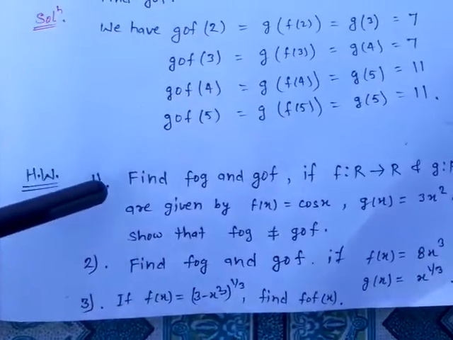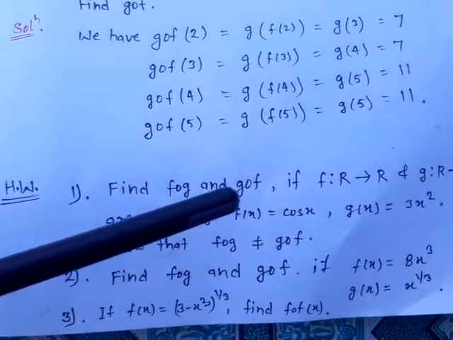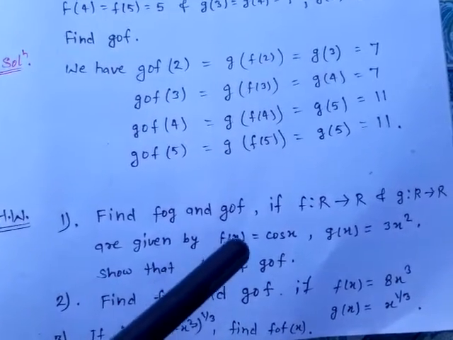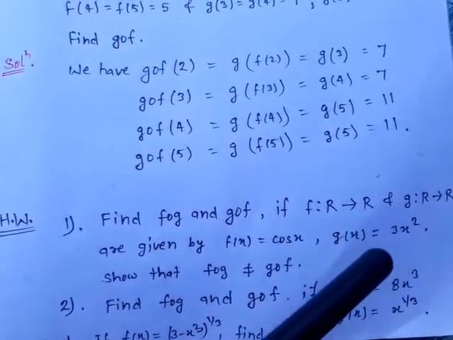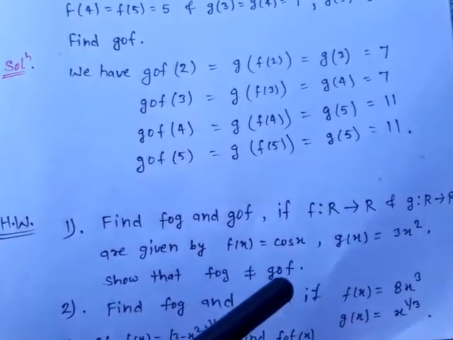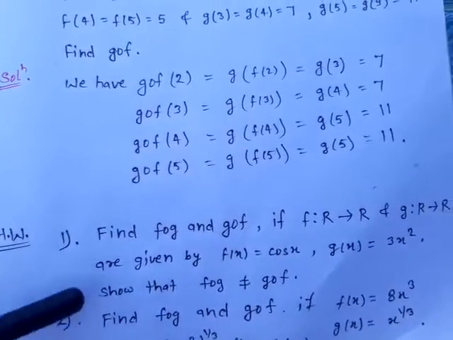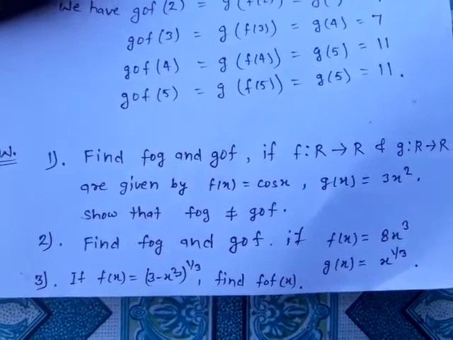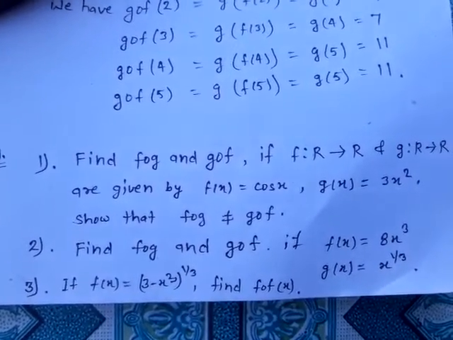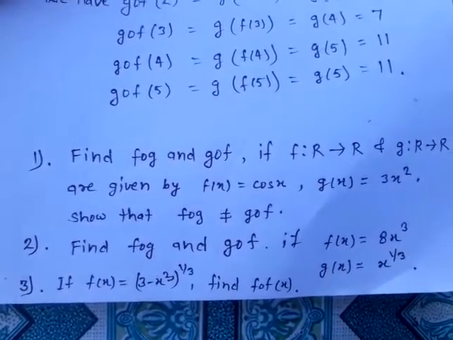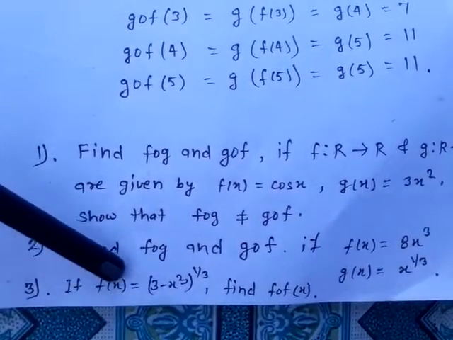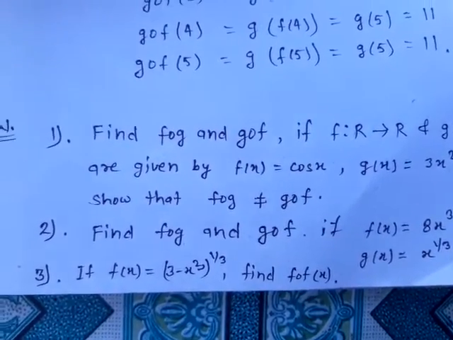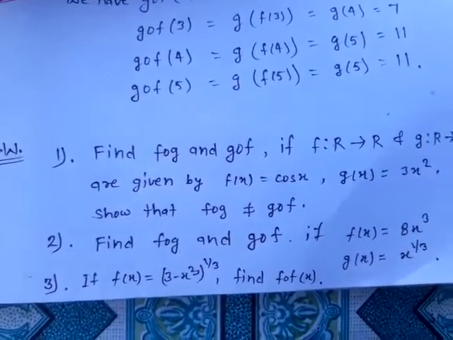Your homework is: find f∘g and g∘f if f: R → R and g: R → R are given by f(x) = cos x and g(x) = 3x², and show that f∘g is not equal to g∘f. Your second question is: find f∘g and g∘f if f(x) = 8x³ and g(x) = x^(1/3). And the third question is: if f(x) = (3 − x³)^(1/3), then find f(f(x)). You can solve these three questions using this lecture.